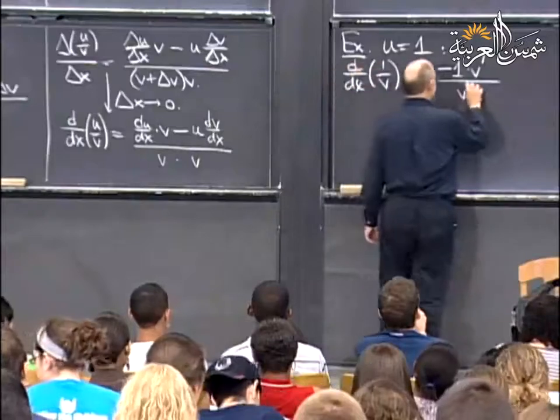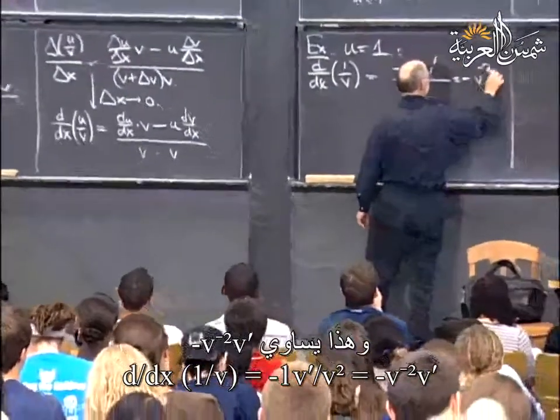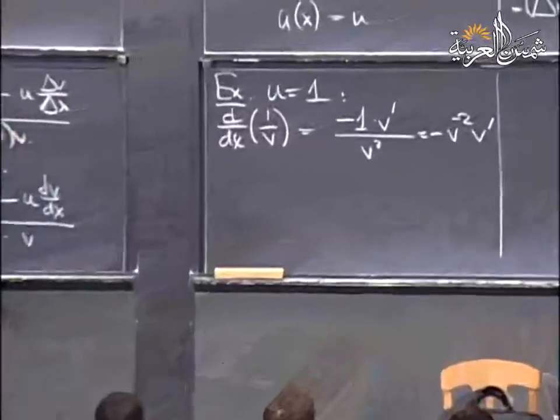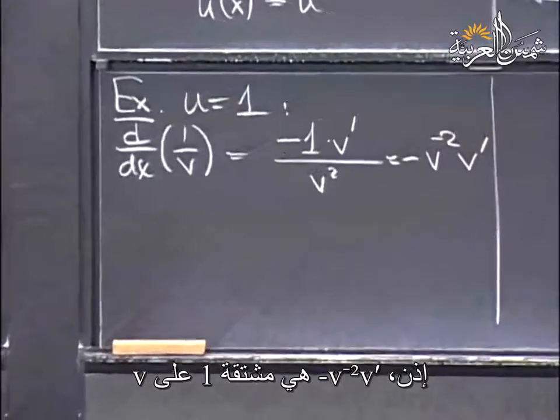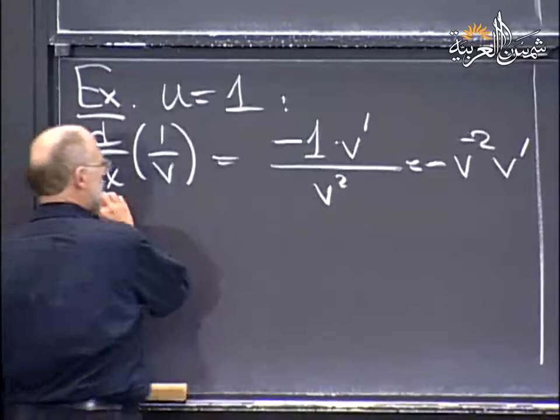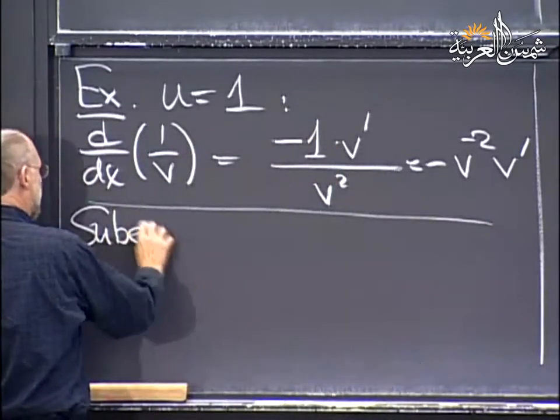So that's the rule. Minus, I could write it as v to the minus 2 times v prime. Minus v prime divided by v squared. That's the derivative of 1 over v. How about an even more specific sub-example of that?